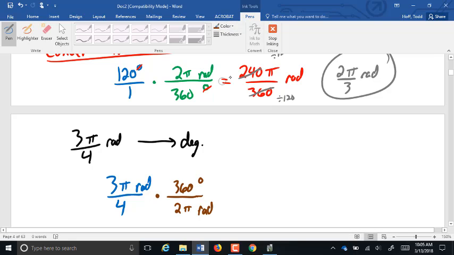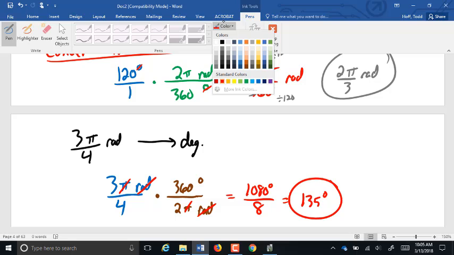Now 2 things happen here. First is the radians cancel out. Second is, in many cases, the pi will cancel out. So now we just have 3 times 360, which is 1,080 degrees. 4 times 2 is 8. So 1,080 divided by 8 is 135 degrees. So that 3 pi over 4 radians is equivalent to 135 degrees.